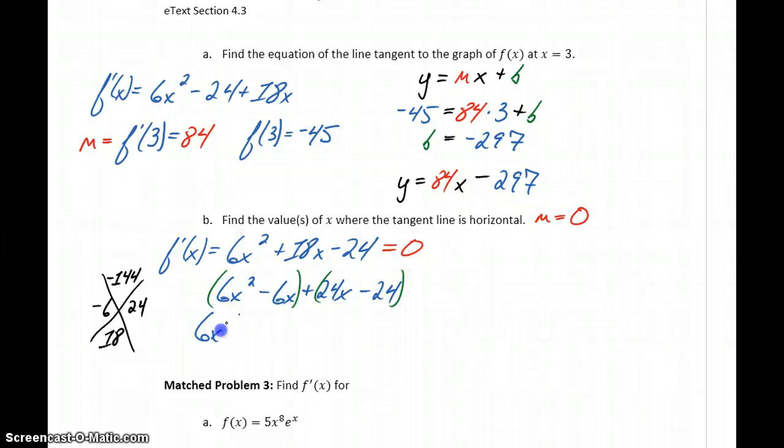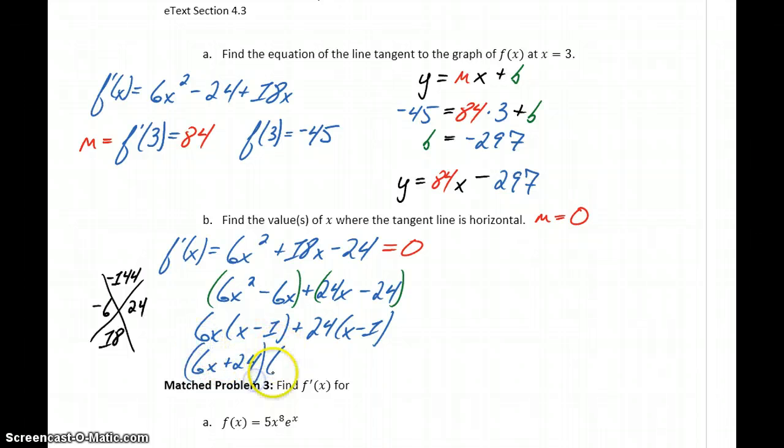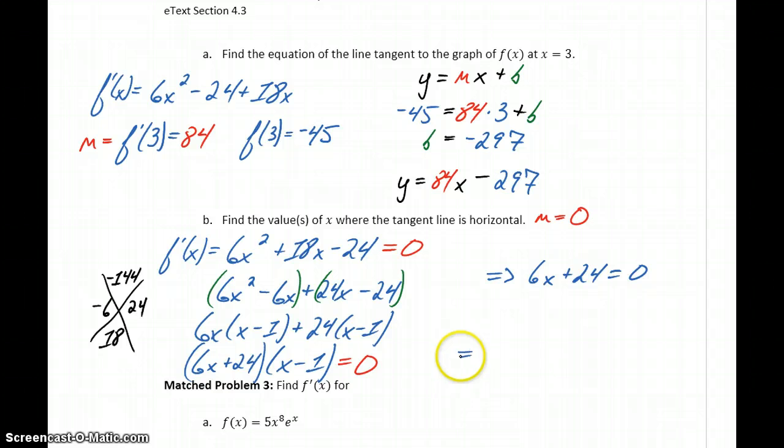So this will become 6x times x minus 1 plus 24 times x minus 1. So we get 6x plus 24 times x minus 1. And we set that equal to 0 and solve. So in this case, we have to look at solving 6x plus 24 equals 0 and x minus 1 equals 0.